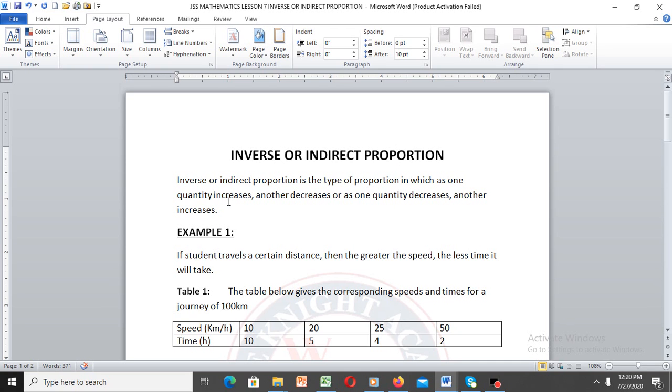Inverse or indirect proportion. When you say indirect, that means they are not moving in the same direction. They are moving in opposite directions. They are moving inversely. So as one quantity is increasing, the second one is decreasing, and as one is decreasing, the second one is increasing. So they are indirect.